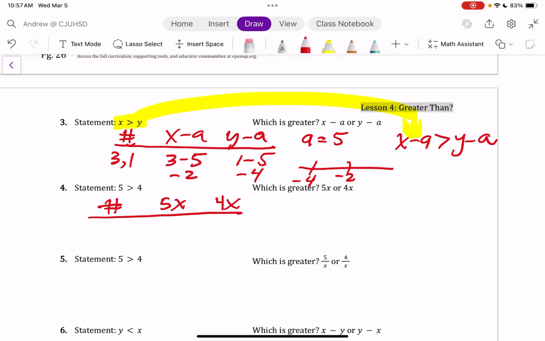Well, you think about x, it could be positive, it could be 0, it could be negative. Let's try a positive number like 2. Okay, this would be 5 times 2 or 10. This would be 4 times 2, and that's 8. So it looks like on this one, 5x is greater than 4x. Let's try 0. That's 0, and that's 0, and that's equal.